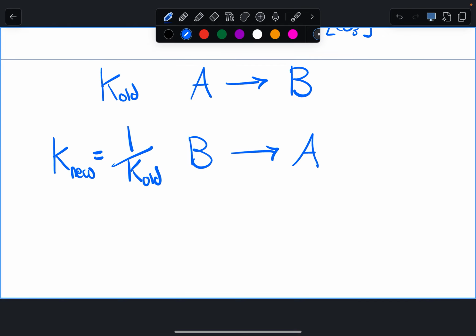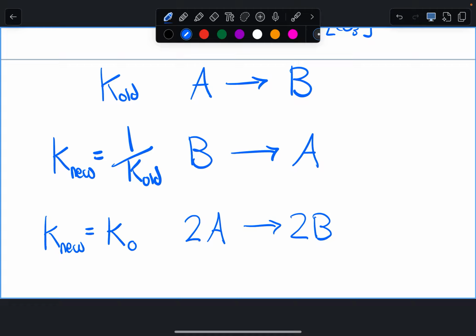And then similar again to what we did with delta H's, if we multiply through by a constant, so like instead of A goes to B, what if we have 2A goes to 2B? We don't just multiply the K by 2, we actually square it. So the new K here would be the old one squared. So you raise it to the power of whatever constant you used, whatever multiple you used.